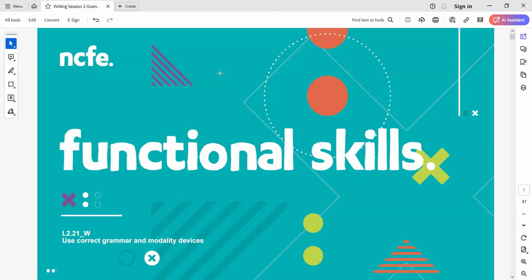We're looking at grammar and modality devices today. If you can keep yourself on mute unless you want to ask or answer a question, that just keeps the background noise to a minimum. So if you could all just mute yourselves for now, please. But obviously at any point, if you want to ask a question, you can unmute.